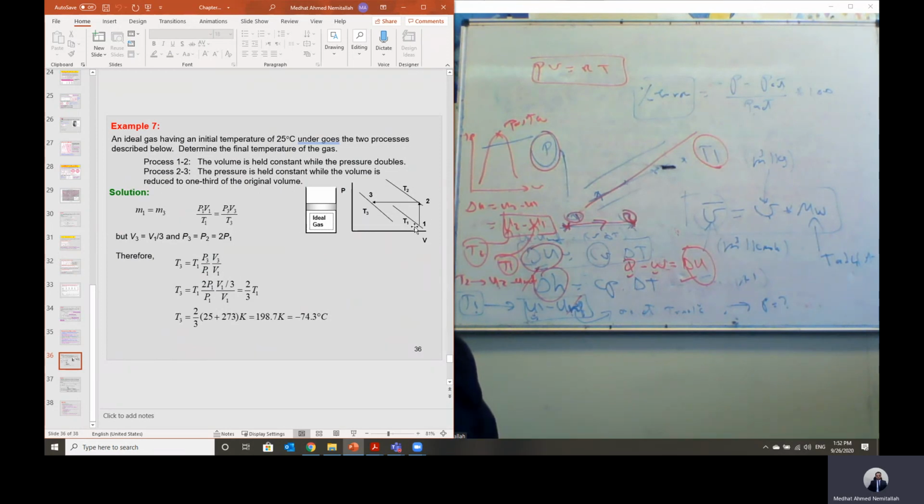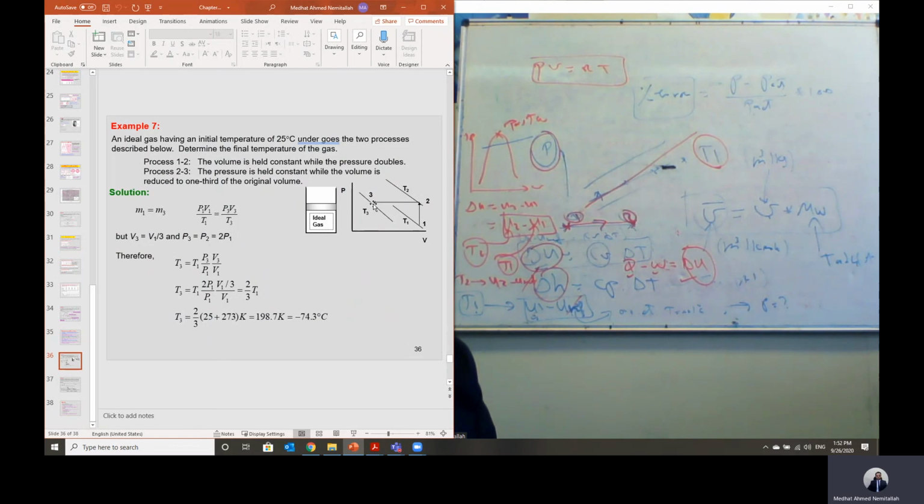We have in this case P3 is the same as P2. He said the pressure at point 2 is double the pressure at point 1. This is given. This P2 is equal to double P1, and we have the specific volume V3.